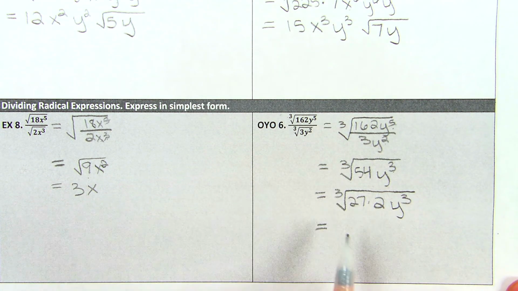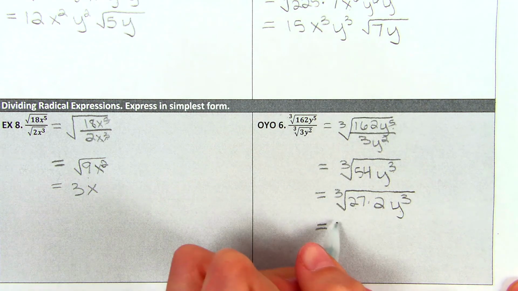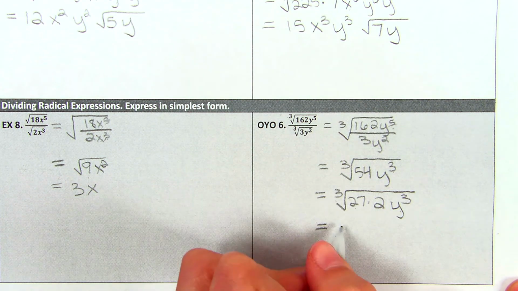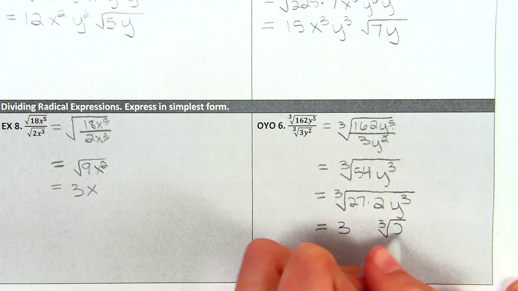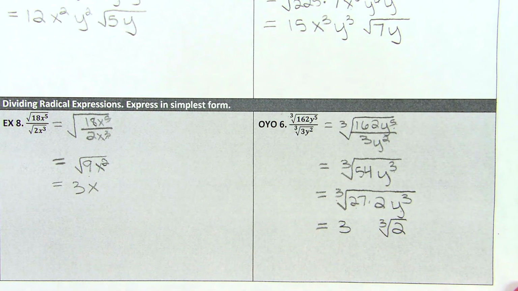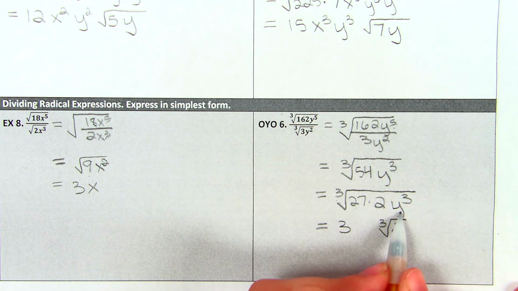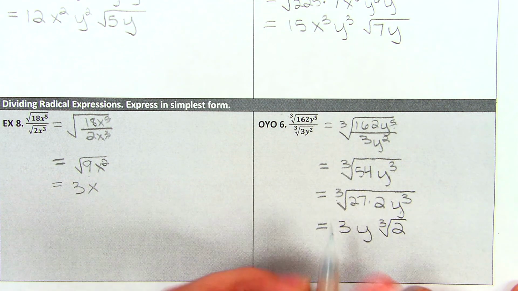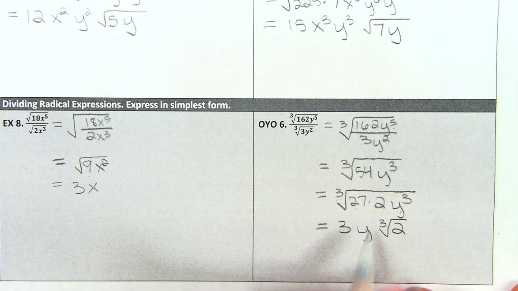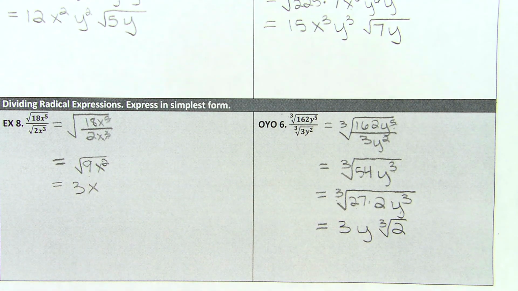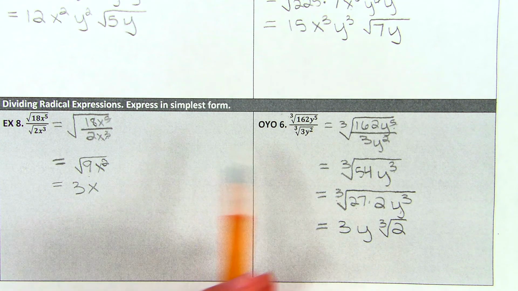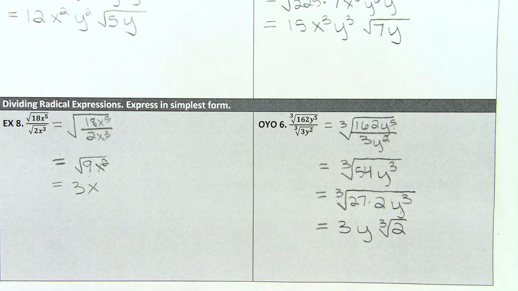And now we want to take the cube root of each part. So the cube root of 27 is 3. And we leave the cube root of 2 as it is. The cube root of y cubed is just y. 3 divided by 3 would be 1. So 3y cube root of 2 is this fraction, this division of two radicals, in simplest form.